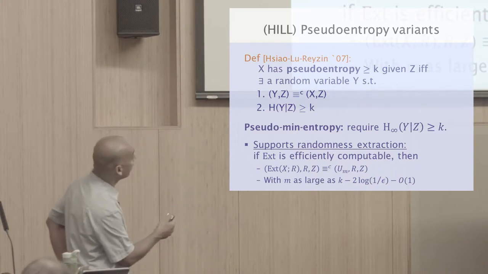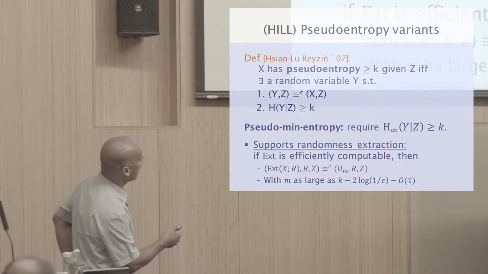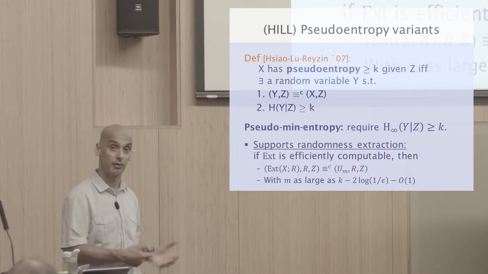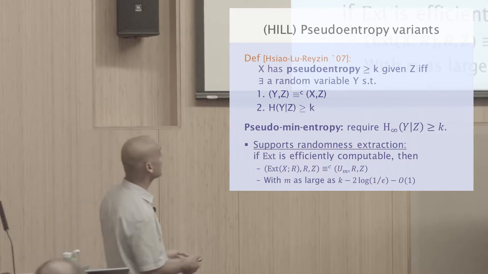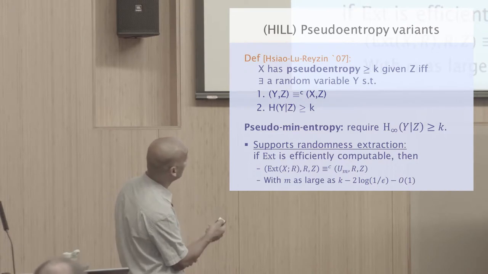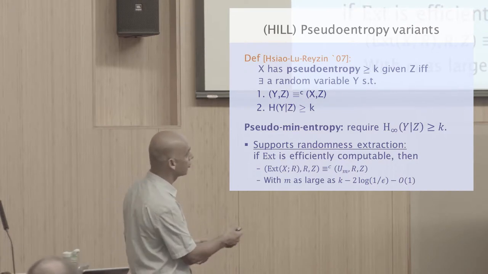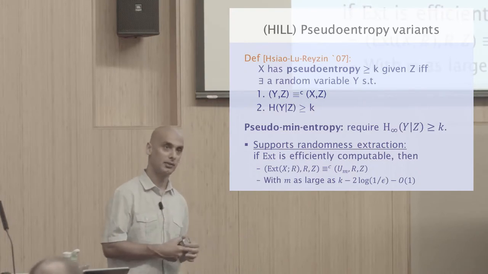So if y has min entropy at least k given z, and hence we can extract from y, we can also extract pseudo-random bits from x, something that's computationally indistinguishable from uniform. So if we achieve large Hill pseudo-entropy, then just by applying any efficiently computable randomness extractor, we get pseudo-randomness right away.